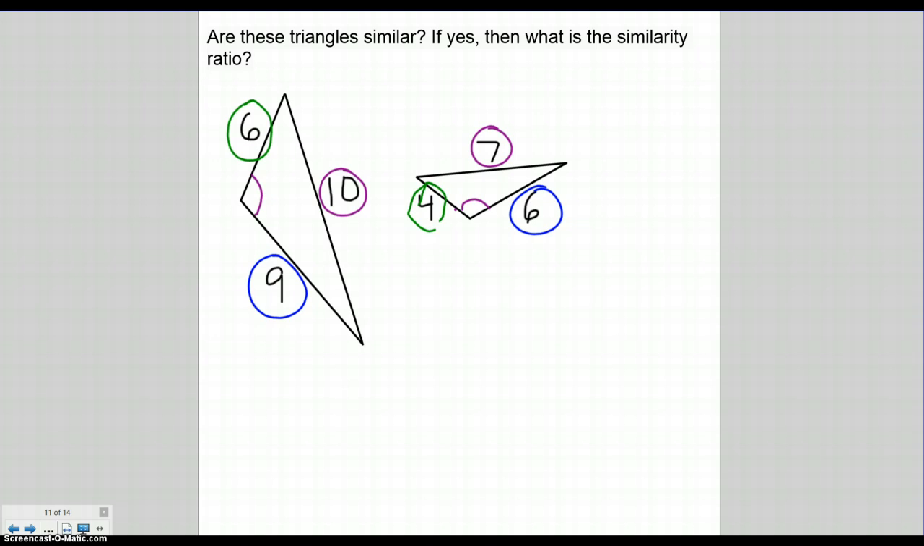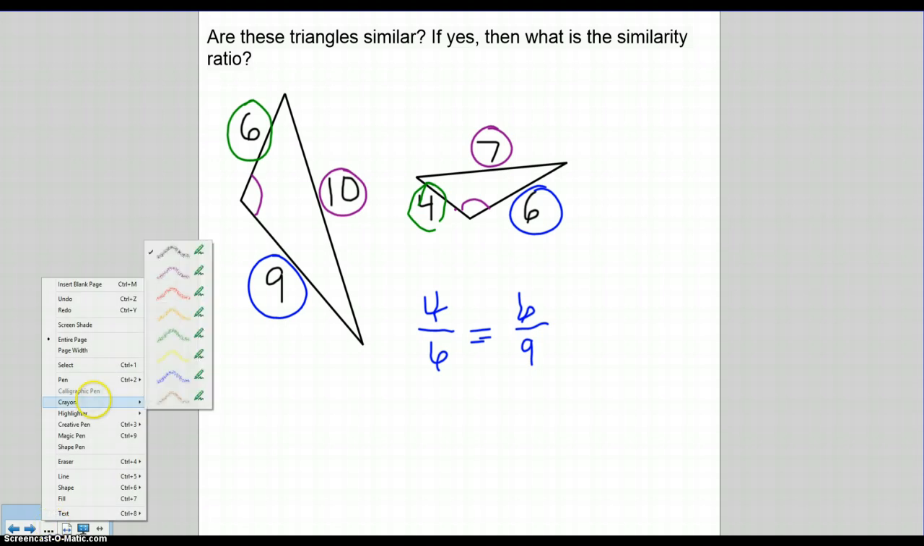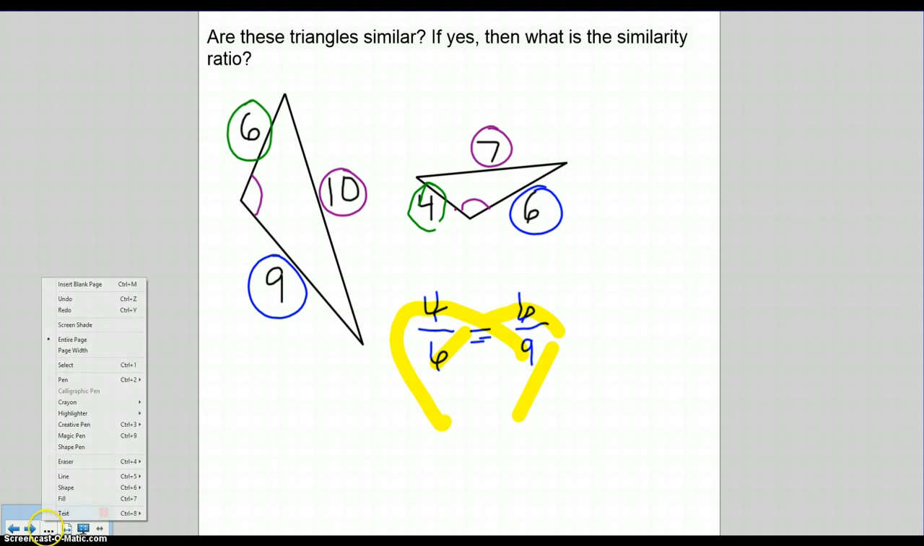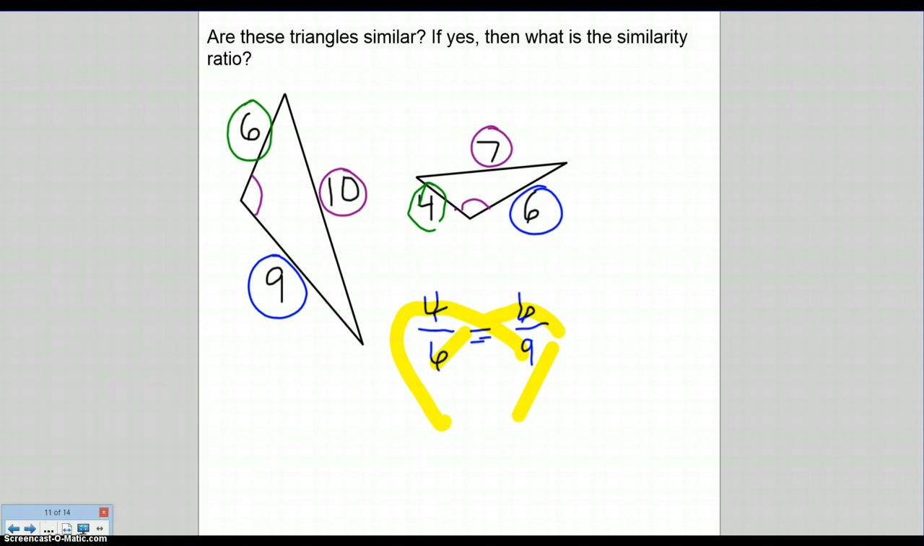So let's start with 4 over 6 is equal to 6 over 9. Okay, so we're going to do our cross multiplication. So plug into your calculator. What's 4 times 9? 36. What's 6 times 6? 36. So those two pairs of sides are similar.